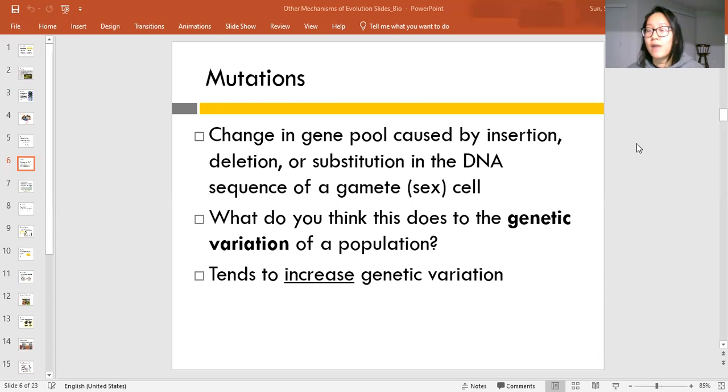And it doesn't really matter if it happens in your body or your somatic cells. It only really matters if it happens in your gametes or your sex cells, like in your sperm and your eggs, right? Because those are the ones being passed on to your kids. So if it changes there, that means your kids are going to also have that mutation, okay?